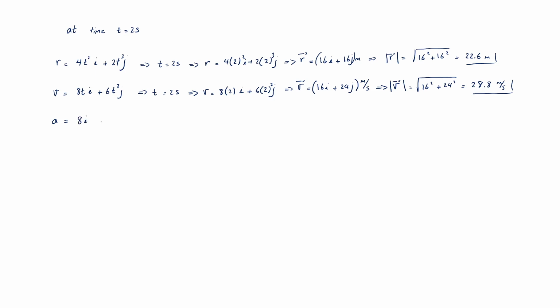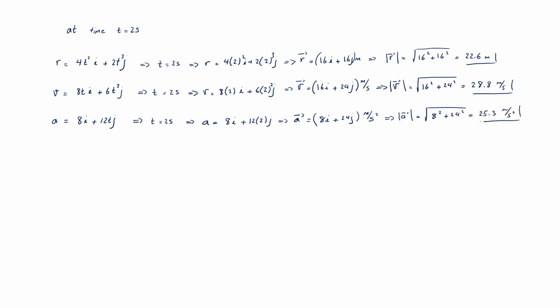The last thing is the acceleration. Acceleration is 8i plus 12 times t j. Again, at time 2 seconds, the acceleration of the object is 8i plus 12 times 2 as the j, which is 8i plus 24j, with units of meters per second squared. The magnitude of the acceleration is the square root of 8 squared plus 24 squared. The answer is 25.3 meters per second squared. This is the answer of this problem. Next example.